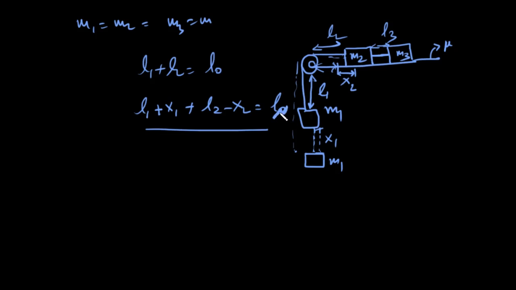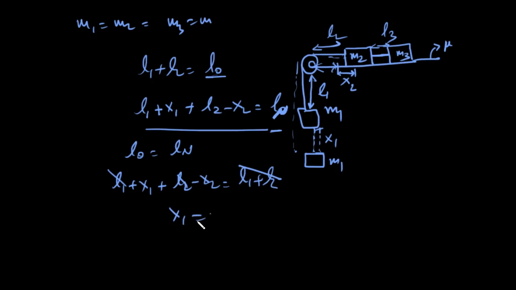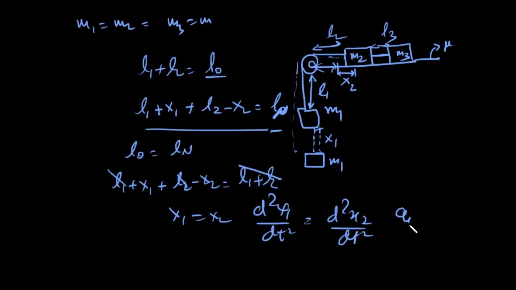Now the new length of the string is equal to the original length because the string is inextensible. The string does not extend and is not flexible. So L original equals L new. This gives us L1 plus x1 plus L2 minus x2 equal to L1 plus L2. This cancels out, so we have x1 equal to x2. Hence d2x1 by dt square equals d2x2 by dt square, so a1 equals a2. I have established that the acceleration of m1 equals the acceleration of m2. Now let us see for m2 and m3.